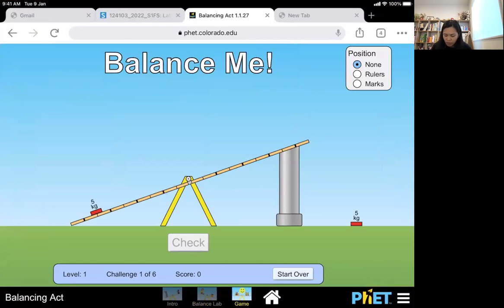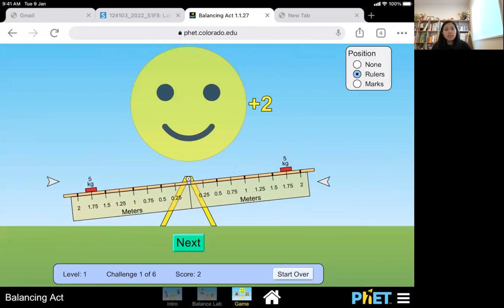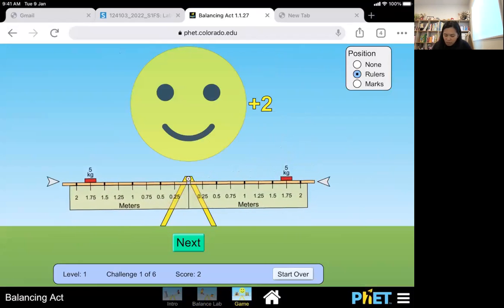Okay, let's just do level 1 of this game. And we'll put the ruler here. Okay, so where should we put the 5 kilogram mass in order to balance this beam out? There's a 5 kilogram mass at 1.75 meters away from the pivot point. Okay, so where should we put this 5 kilogram mass on the right to balance it out? Yep, it's the same mass. That means the same weight force. So you should put the 5 kilogram mass at the same position. Yeah, if you do the check, then it's balanced out.